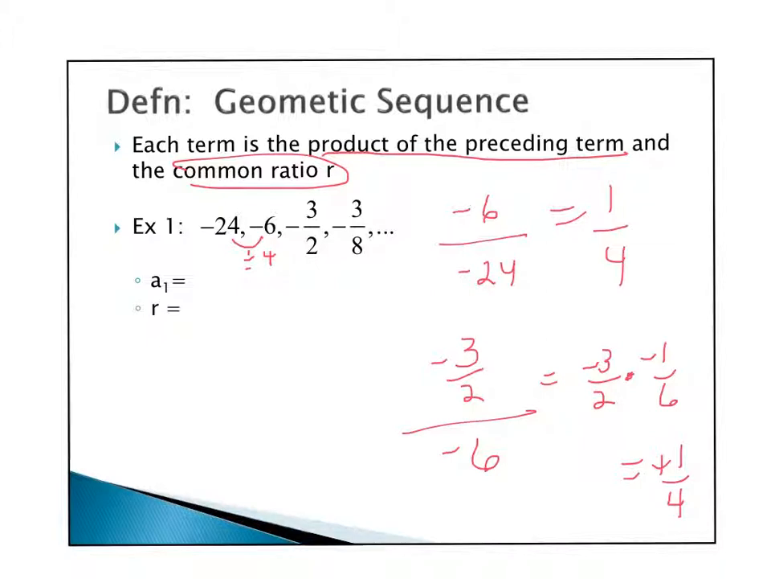positive 1/4. Now when you're trying to find your common ratio, once you recognize that the sequence is in fact geometric, you can divide any two terms. So looking at this problem, the easiest two terms to divide would be the first two because they are whole numbers. So here I can say that my first term is equal to negative 24, and my common ratio is 1/4, meaning that I multiply by 1/4 to get from one term to the next.